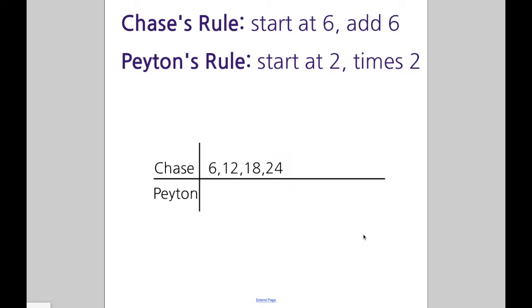Now let's look at Peyton's rule. Start at 2, times 2. So I'm going to multiply for Peyton's rule. Start at 2. 2 times 2 is 4. 4 times 2 is 8. 8 times 2 is 16. So now I have an actual example of both boys' patterns.